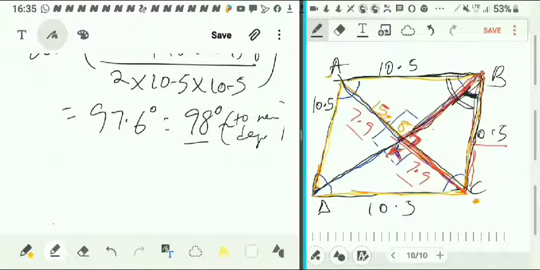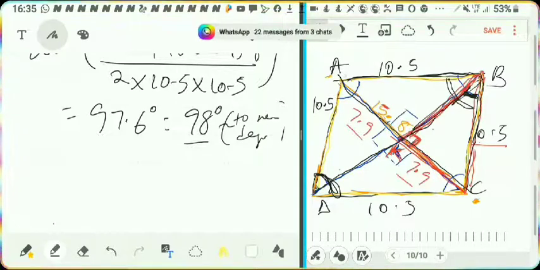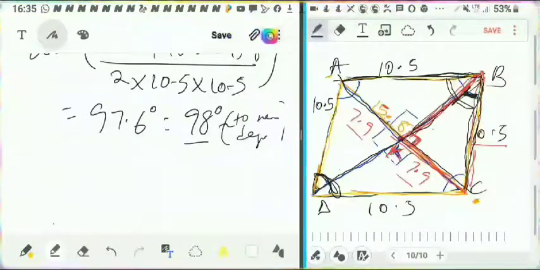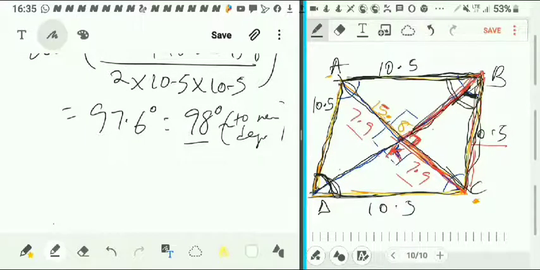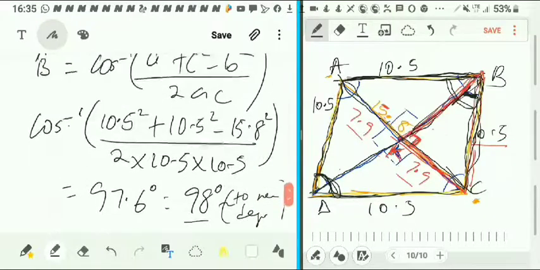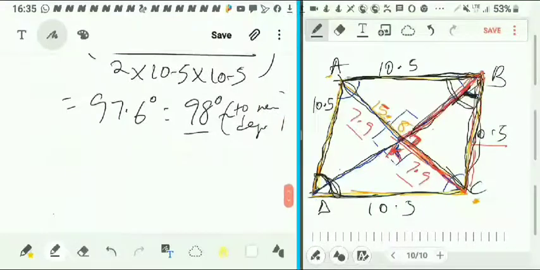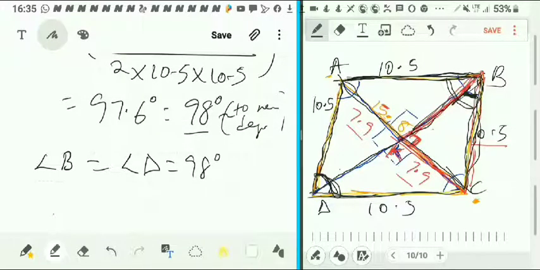If this is 98 degree, it follows that this one too will be 98 degree. Why? You see, this side is 10.5, this is 10.5, and this is 15.8. It's the same thing that this triangle ADC also follows. This side is 10.5, 10.5, 15.8. If you put it inside this formula, you will still get the same thing because the sides are exactly the same. So angle B equals angle D. Both of them 98 degree.